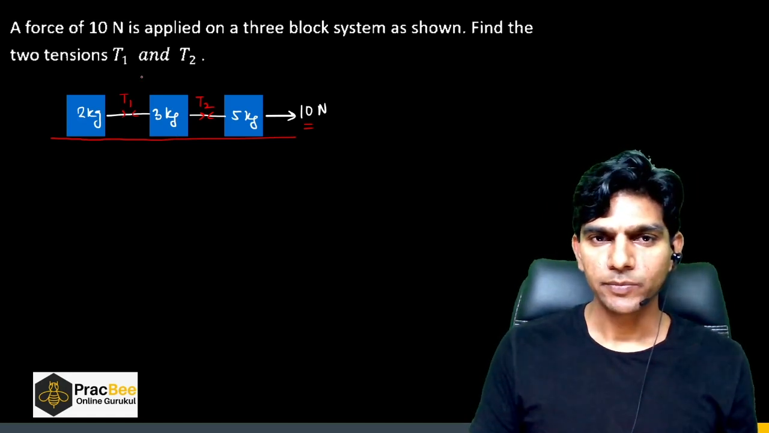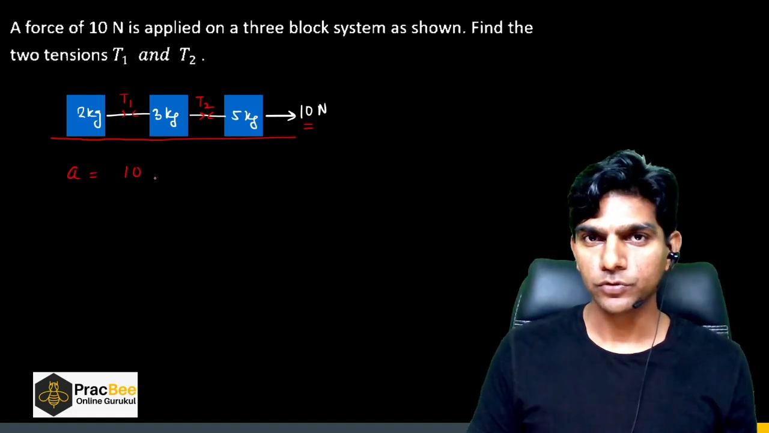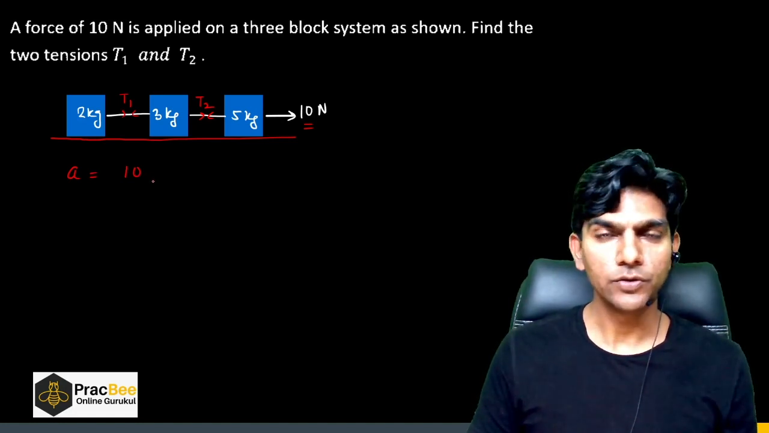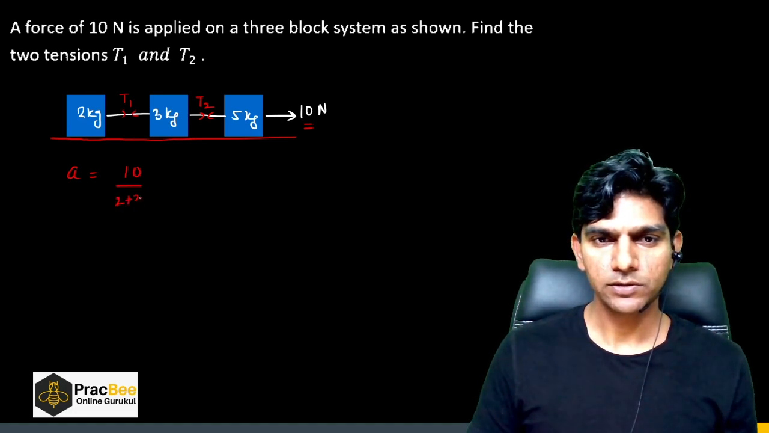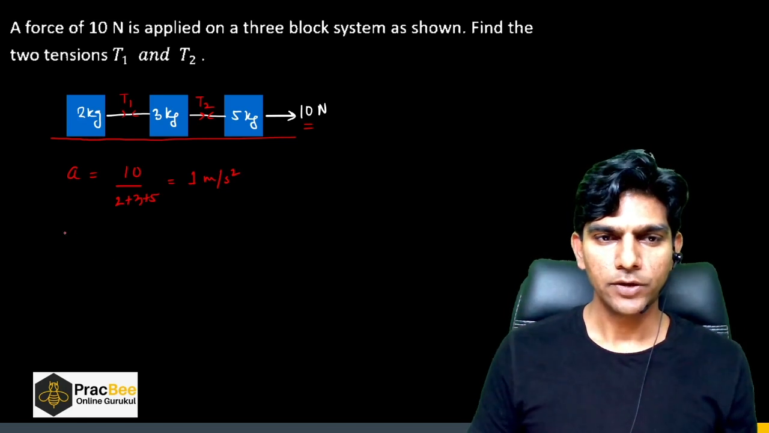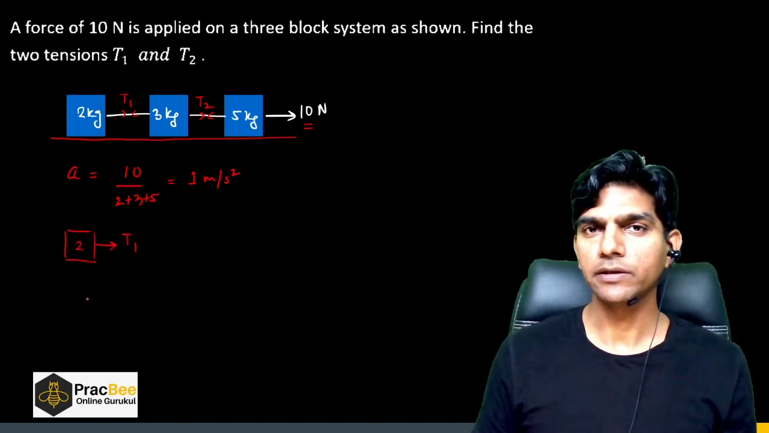If I consider them as a single unit, then the acceleration produced will be the net external force, that is the 10 Newton in the forward direction, divided by the total mass of the system, that will be 2 plus 3 plus 5. So it comes out to be 1 meter per second square. Now if I draw the free body diagram of the 2 kg block, there is a tension T1 acting in the right direction.